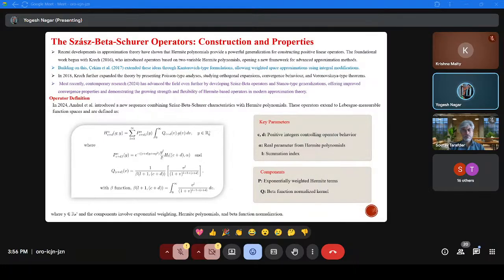Now the definition of the operator. The operator studied in this work is created through a blend of statistical and mathematical components: exponential weights, beta-type integral kernels, Fourier parameters, and Hermite polynomials are the factors. Together they produce a flexible approximation mechanism suitable for measurable functions on infinite intervals. The parameters c, d, and alpha control the operator's smoothness, shape, and convergence, giving researchers the ability to fine-tune its behavior.